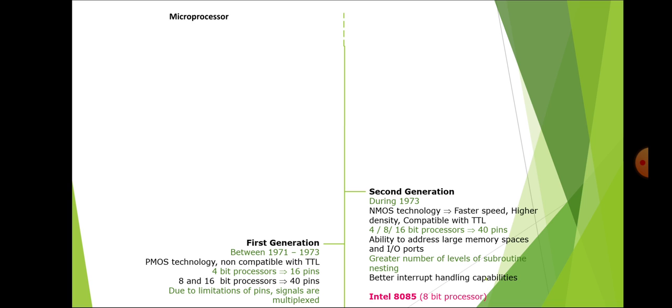Now the second generation, after 1973. A new technology evolved, and that is NMOS technology. It has faster speed, higher density, and is compatible with TTL. It is present in 4-bit, 8-bit and 16-bit processors, and it has 14 pins. It also has the ability to address large memory space and input output ports, so you can connect input output ports as well as a large memory.